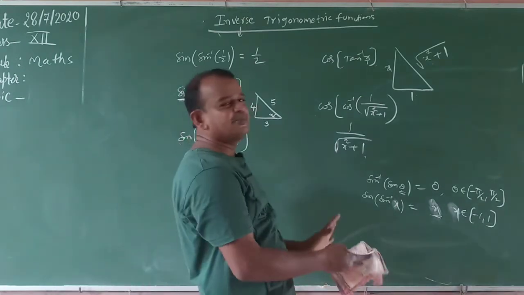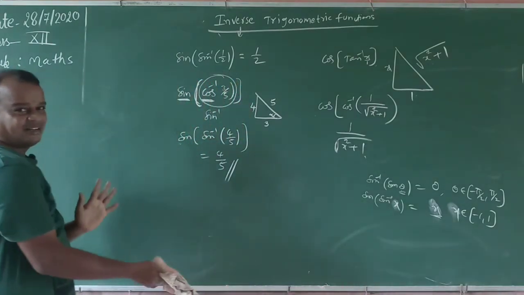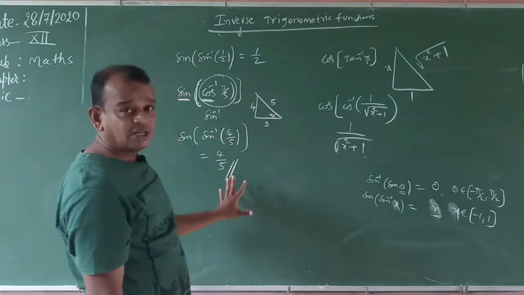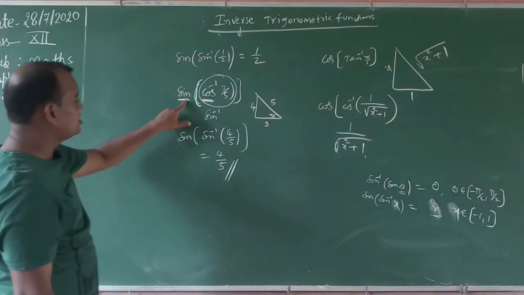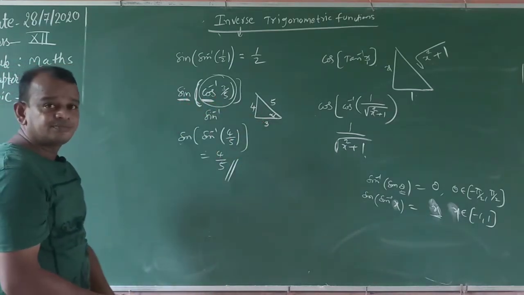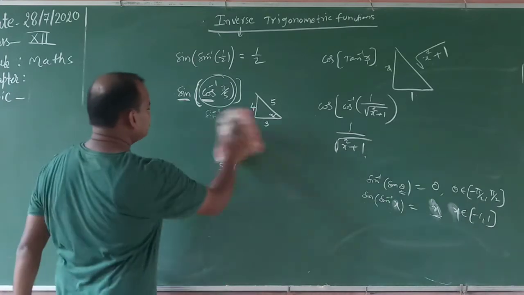Why? Already before we discussed only the sine inverse and cos inverse functions. Now we have discussed the tan. Up to here, clear or not? Sine is given, cos inverse, how to find this one, how to convert this one. Understood or not? Yes.